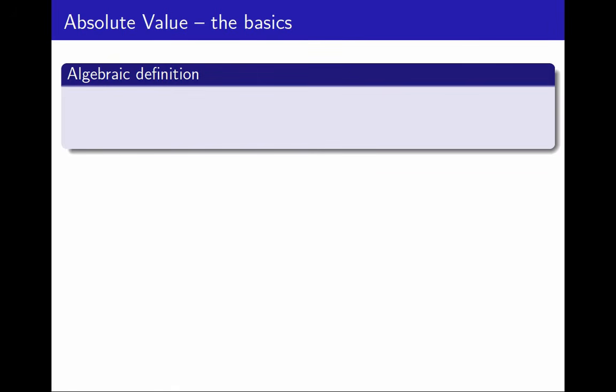First, let's recall the basics of absolute value. The best way to define absolute value algebraically is by breaking it into two cases. The absolute value of a real number x is itself when it's positive, and minus itself if it's negative. We need to include 0 in one of the two cases, it doesn't matter which one. If you need to solve an equation or an inequality algebraically, normally the best way is to break it into cases by using this definition.